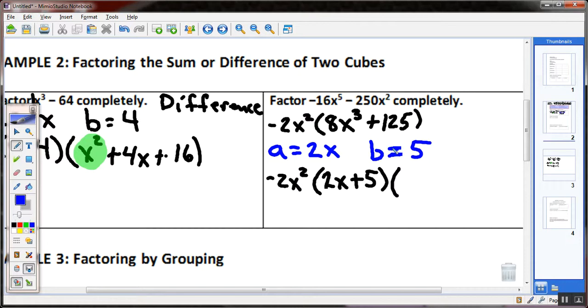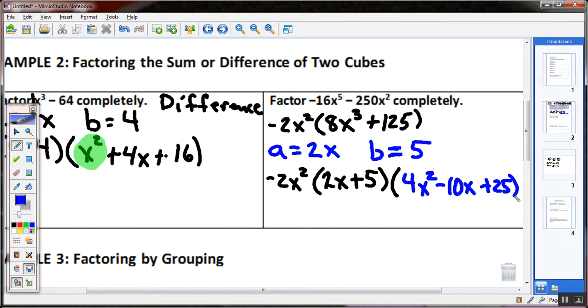So, and then by rule, what's going in here next, kids? A to the what? Okay, so 4x squared. And then minus what, kids? Isn't it minus a times b by rule? 10x. So 10x. Plus 25. Plus 25. And we've used that rule. There it is.